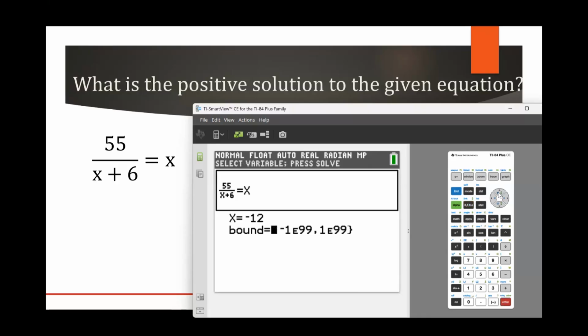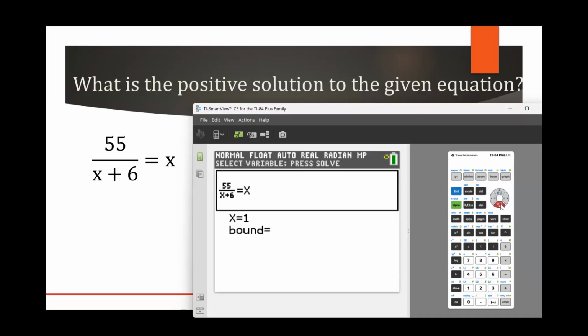Oh, hold on a second here. Let's try, press solve, sorry. And we get -11, which isn't positive. So I don't know that I would have started with -12. Maybe something positive. Yeah, so maybe 1.